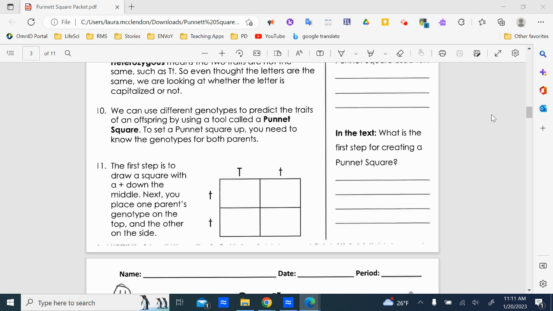10. We can use different genotypes to predict the traits of an offspring by using a tool called a Punnett square. To set up a Punnett square, you need to know the genotypes for both parents. 11. The first step is to draw a square with a T down the middle. Next, you place one parent's genotype on the top and the other on the side.